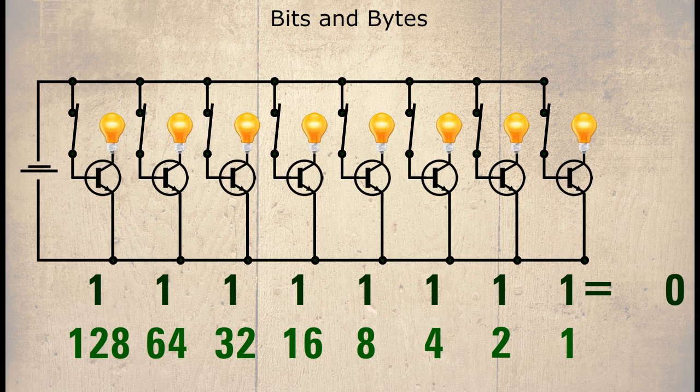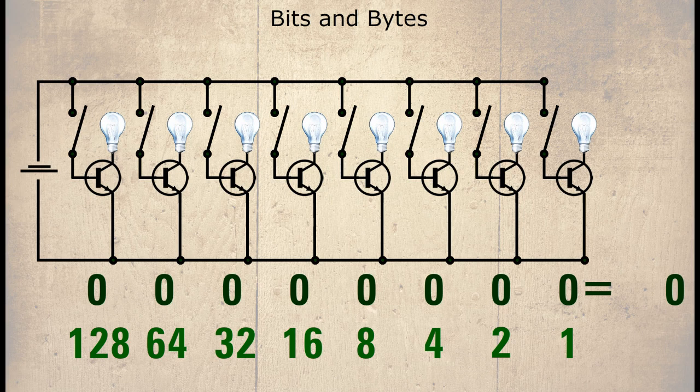If all the transistors are on, what is the maximum number? If you add 128 and 64 and 32 etc. together, it would equal 255. Next question is, what if we want a number larger than 255? We would simply string together another 8 more transistors.